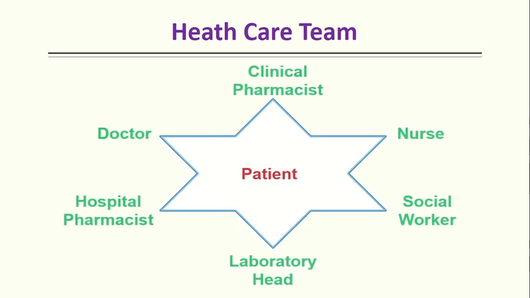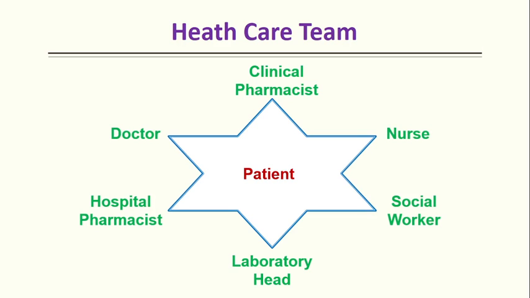So here we will see the healthcare team. What type of members come in this healthcare team? You can see on this screen. These are the members which come under the healthcare team. Around the patient, these members work. The first is the doctor, second the hospital pharmacist, third the laboratory head, fourth the social worker, fifth the nurse, and last the clinical pharmacist.